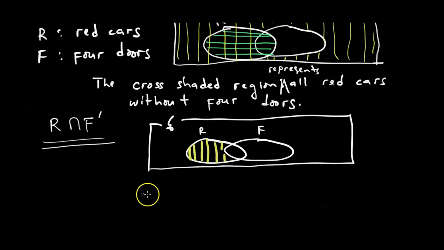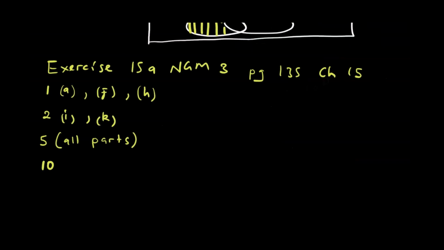exercise, and our day is concluded thus. That is going to be our exercise 15A, New General Mathematics, Book 3. It's page 135, chapter 15, which is called sets. Do 1A, 1F, 1H, 2I, 2K, number 5, all parts, and number 10. So those are the practice questions which I want you to do.